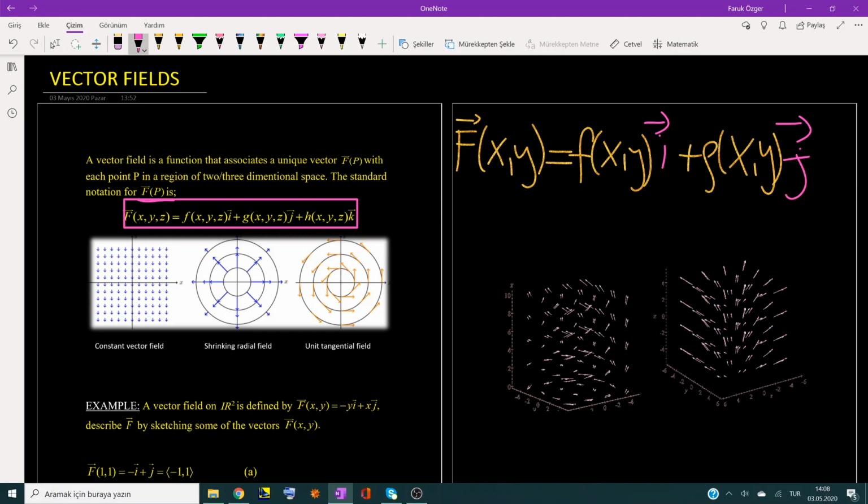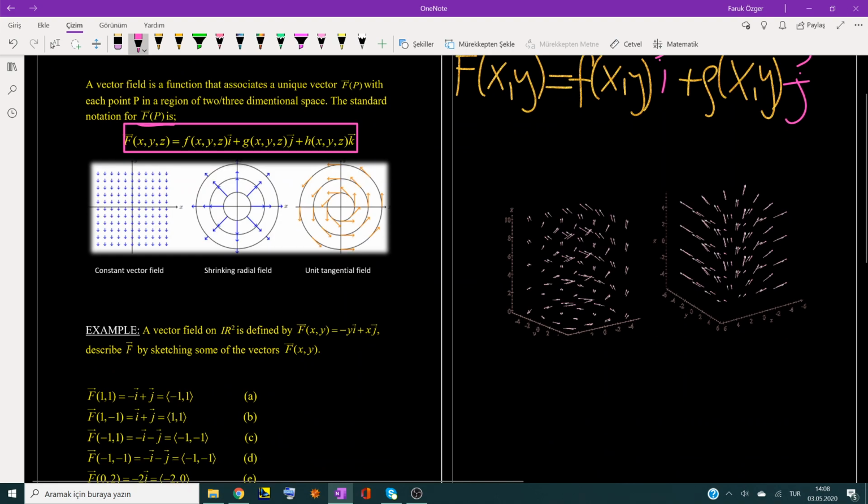We have some examples of vector fields in 2-dimensional spaces. As you see, if you have a constant vector field, you may have something like this. If you have a shrinking radial field, you may have something like this. For the unit tangential field, you have something like this. If you work in 3-dimensional space, I give 2 examples of vector fields.